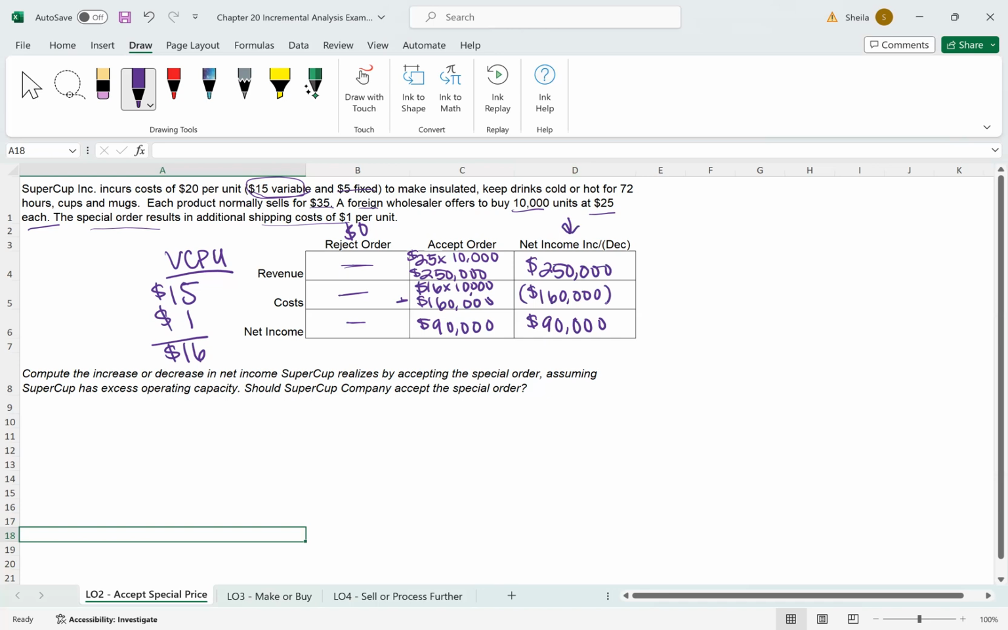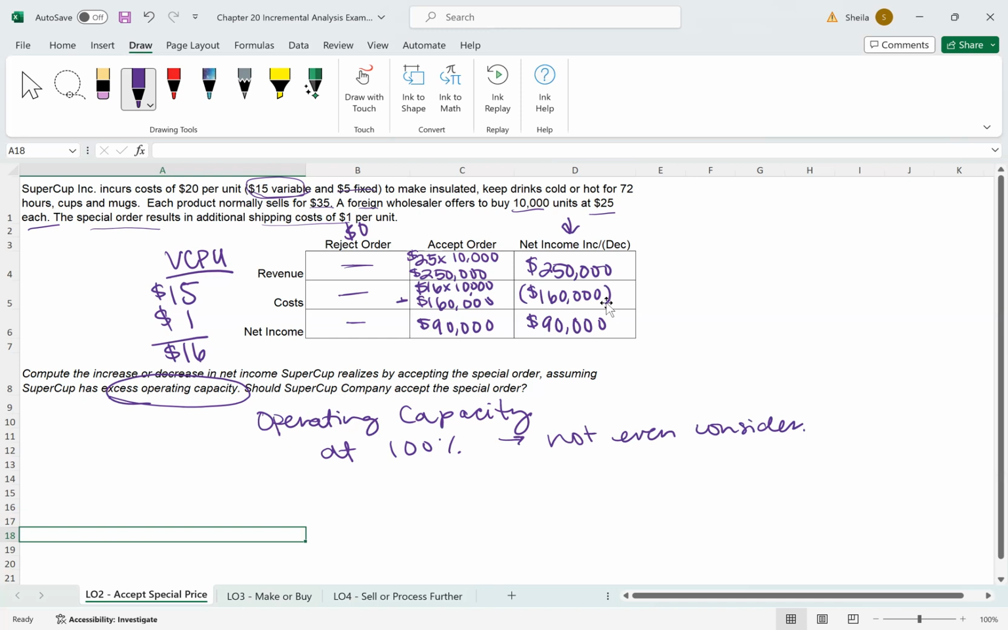So let's read what's down here real quick, just to make sure we feel really good about this whole incremental idea. Now, we can only accept the special order if we think it's going to generate us revenue if we have excess operating capacity. So what does that mean? Well, that means that in terms of operating capacity, does it make sense for us to accept the order? If we are at 100%, we would not even consider the special order.